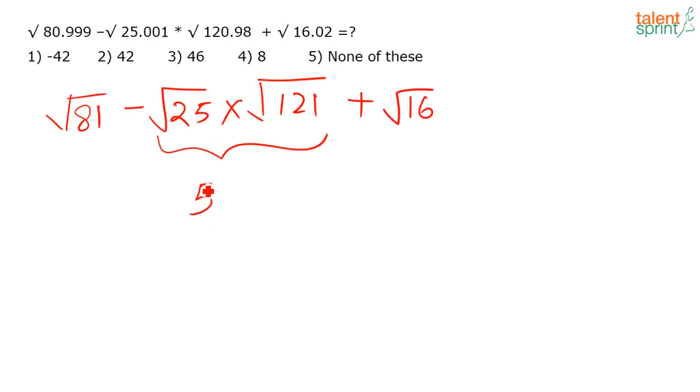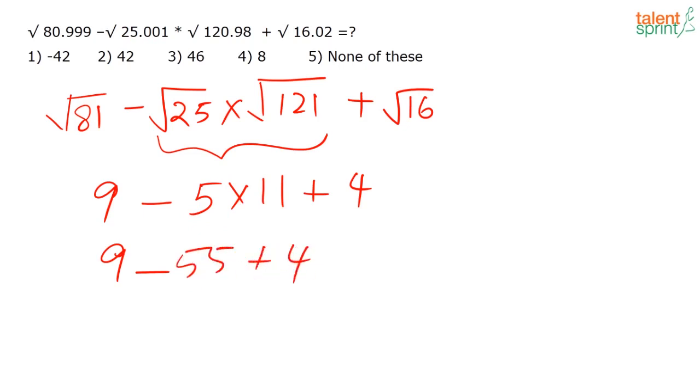Root of 25 is 5, root of 121 is 11. Root of 81, 9 plus 4, correct? So 9 minus 5 11s are 55 plus 4, correct? So this is nothing but minus 9 minus 55 will be minus 46, minus 46 plus 4 is minus 42. Answer is minus 42. A lot of you got minus 42 now. Good. So let's move on to the next question.